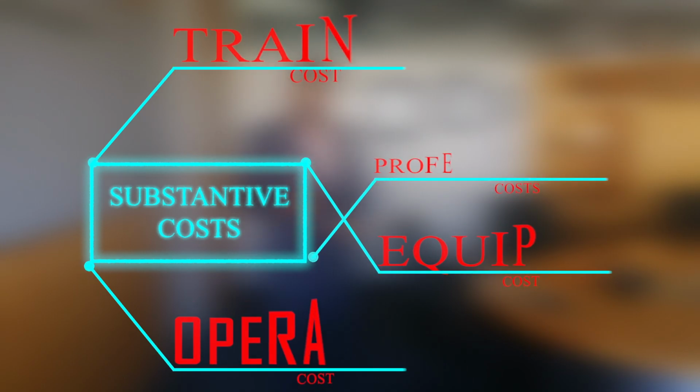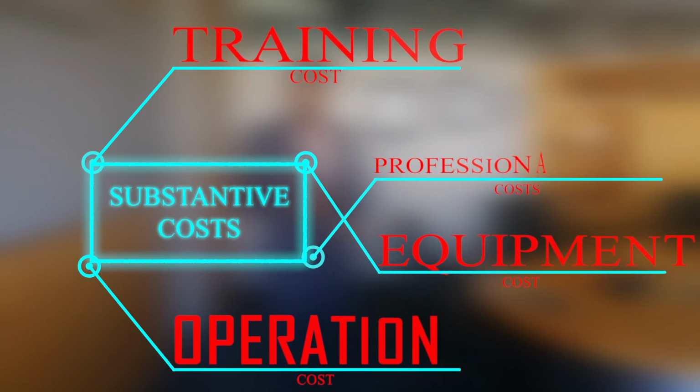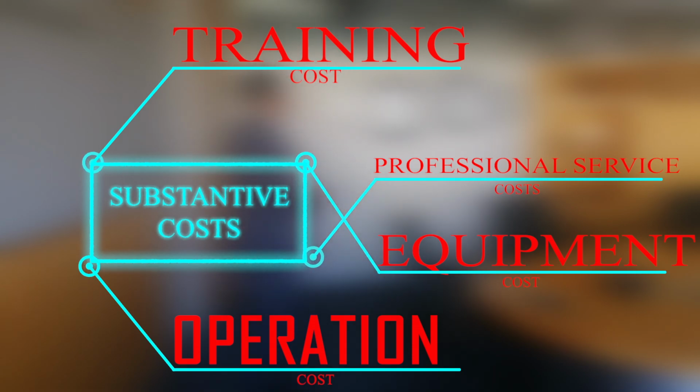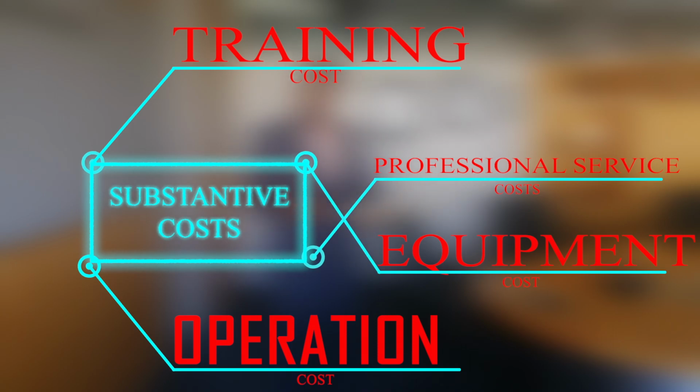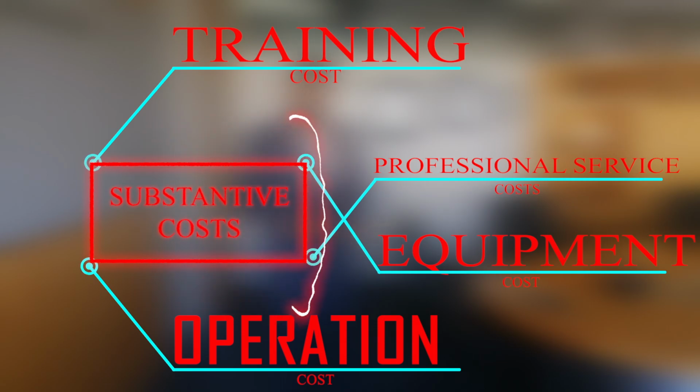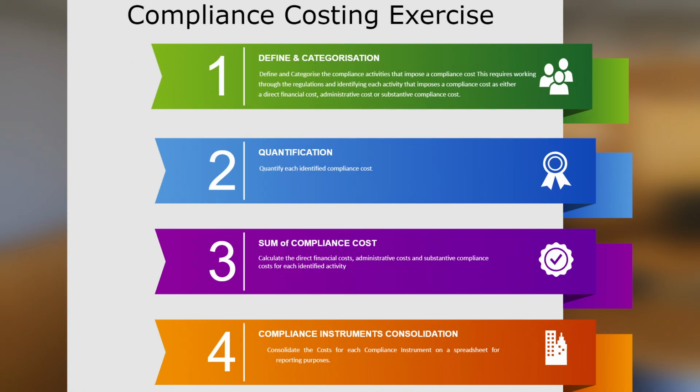Substantive compliance costs. These are costs incurred to deliver the regulated outcome being sought. Examples of substantive compliance costs are the cost of providing training to employees to meet regulatory requirements, the cost of purchasing and maintaining plant and equipment, the cost of providing information for third parties, such as providing financial statements to consumers, the cost of operation, and the cost of professional services needed to meet regulatory requirements.